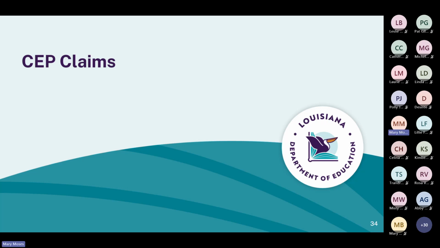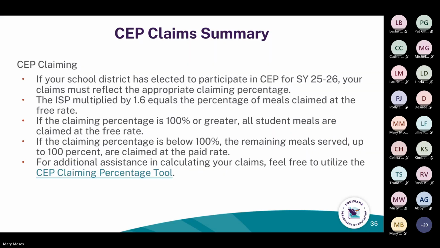CEP claims. If your school has been elected to participate in CEP for school year 26-27, your claim must reflect the appropriate claiming percentage. The ISP multiplied by 1.6 equals the percentage of meals claimed at the free rate. If the claiming percentage is 100% or greater, all student meals are claimed at the free rate. If the claiming percentage is below 100%, the remaining meals served up to 100% are claimed at the paid rate. For additional assistance in calculating your claims, feel free to utilize the CEP claiming percentage tool.